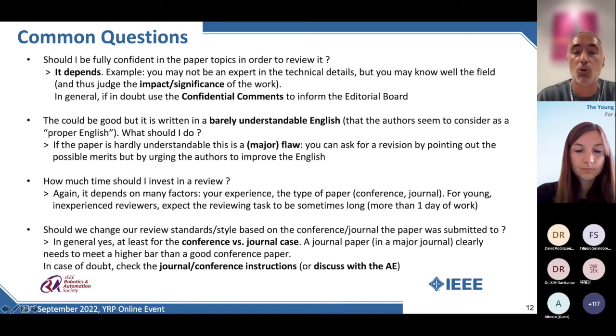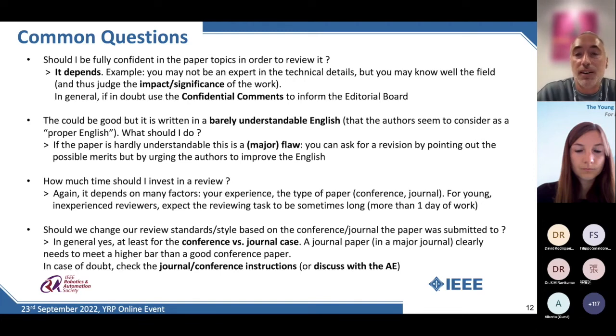And anyway, as I said before, when you're in doubt, use the confidential comments to inform the board. You can always say in the confidential comments, look, I wasn't really confident in the technical part, but anyway, I think that the paper doesn't bring a good contribution, or I think that the paper is anyway bringing a contribution. So another point that I've seen in the common questions is, the paper is written in barely understandable English that the authors seem to consider to be proper English. So what should I do? So this happens, and what should you do?